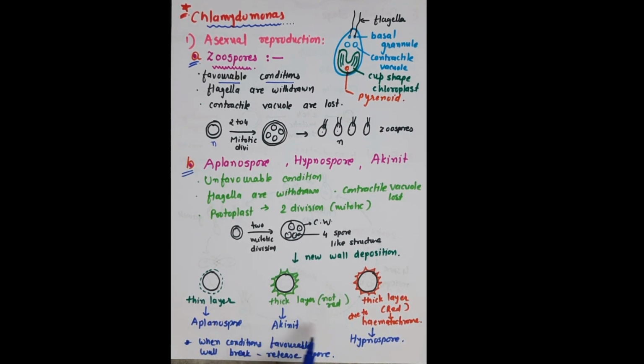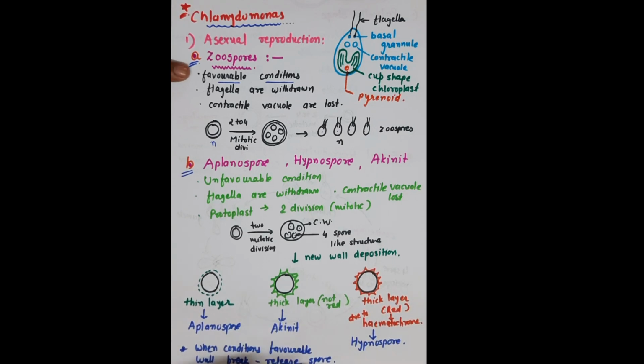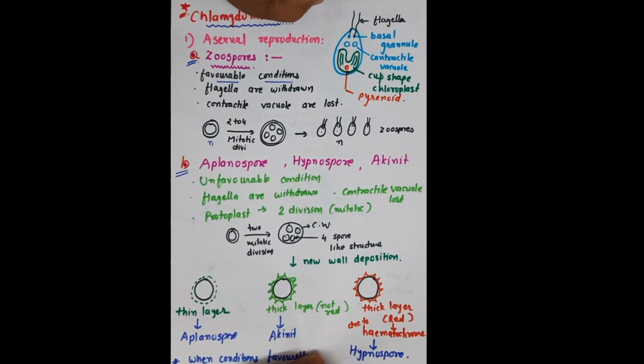Right? So whenever the conditions are favorable, the wall breaks and releases spores. So this is most important: aplanospores, echinite, and hypnospores. So remember, whenever the condition is favorable, zoospores are formed, and when conditions are unfavorable, then aplanospores, hypnospores and akinetes are formed.